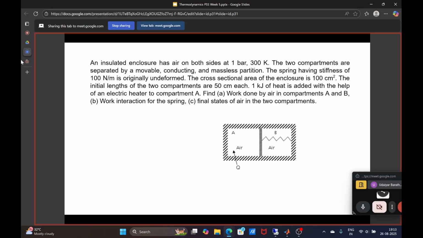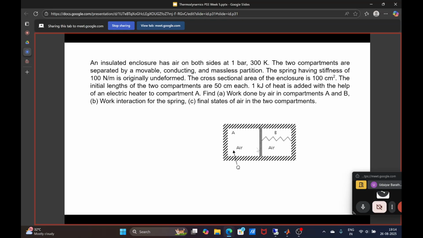So let's break it down first. So we have an insulated enclosure, we have air on both sides, at 1 bar and 300 Kelvin. So both are at 1 bar and 300 Kelvin initially. Both are partitioned using a movable, conducting and massless partition. So both can move and it's a conducting medium, so the heat can transfer.